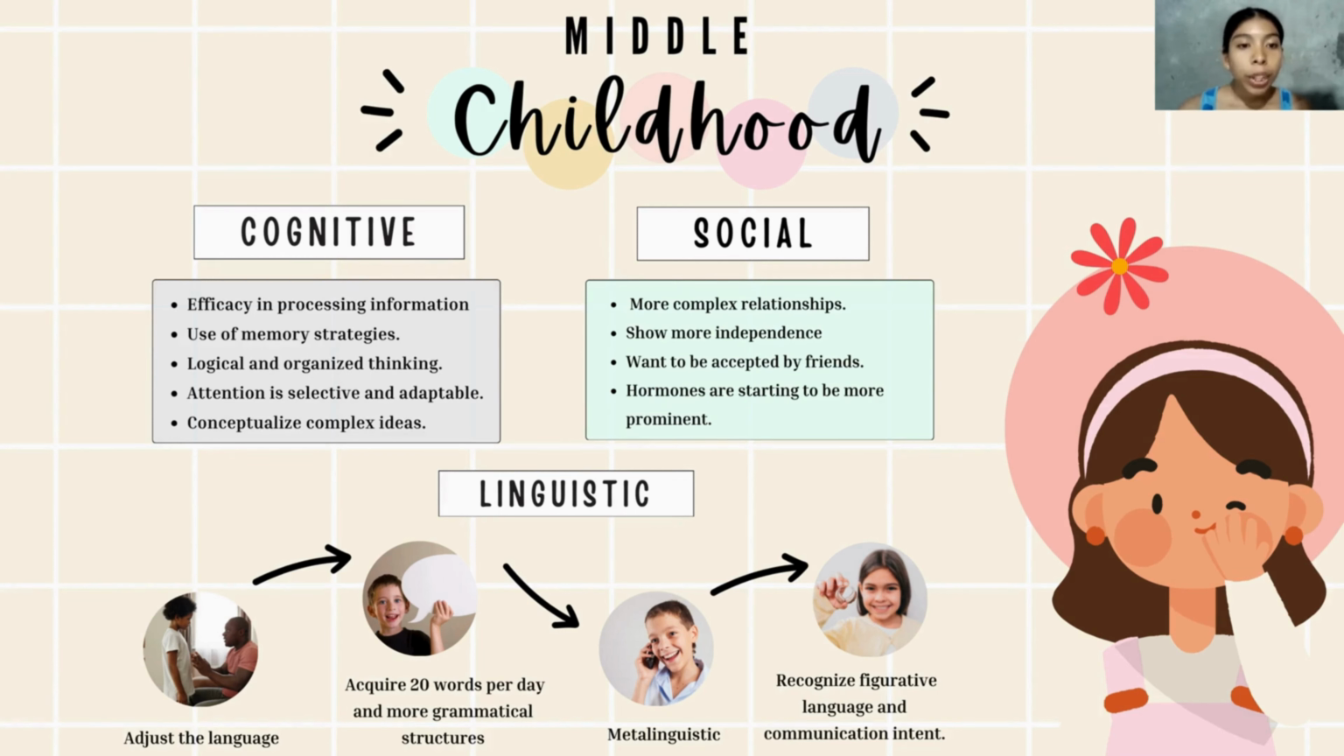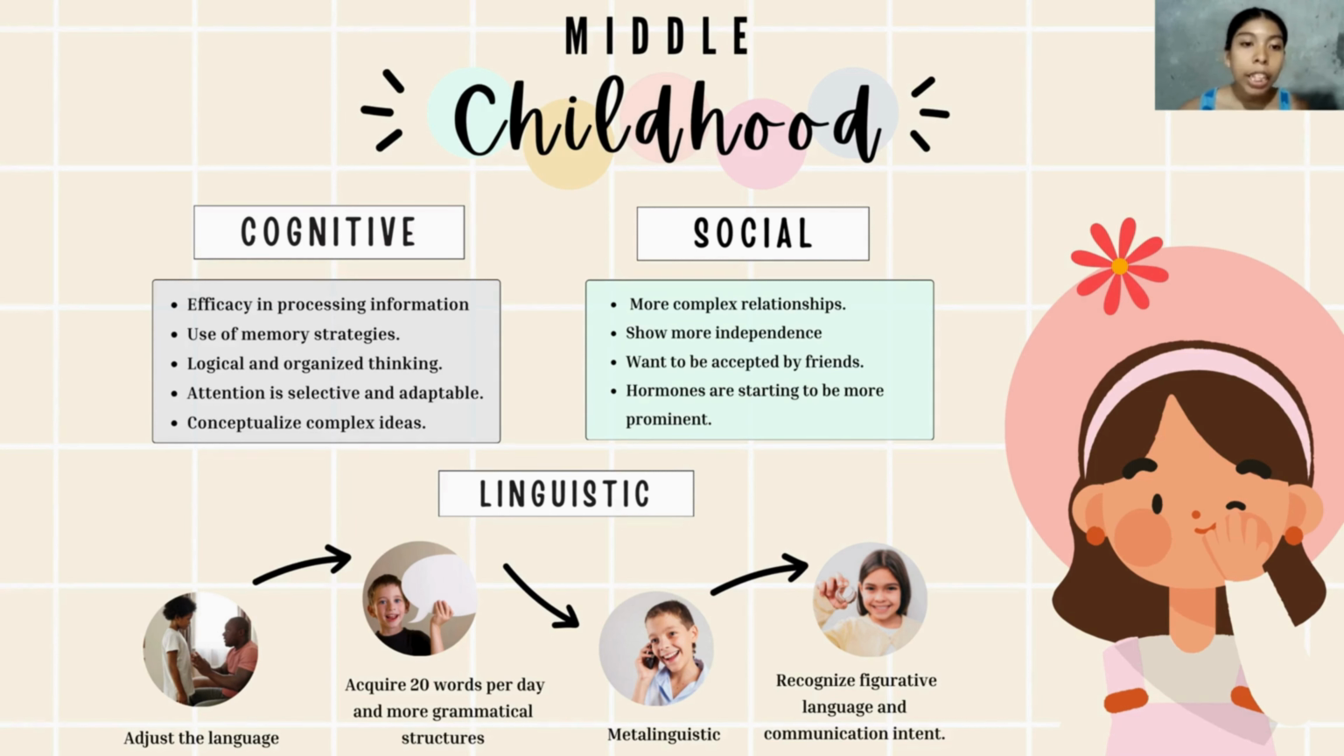Number 1. Children in middle childhood become more efficient at processing information, meaning they can absorb, analyze, and respond to a stimulus more effectively. This competence allows them to engage with increasingly complex tasks and concepts. Number 2. As their cognitive abilities mature, children develop various memory strategies to retain information. These strategies may include visualization techniques, repetition, and categorization, enabling them to recall and remember information.